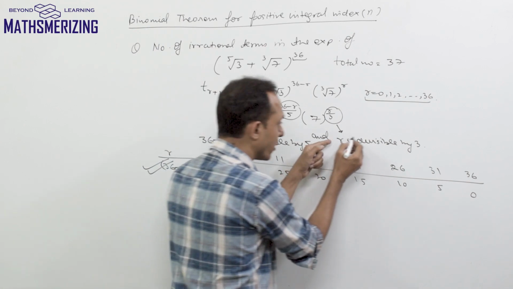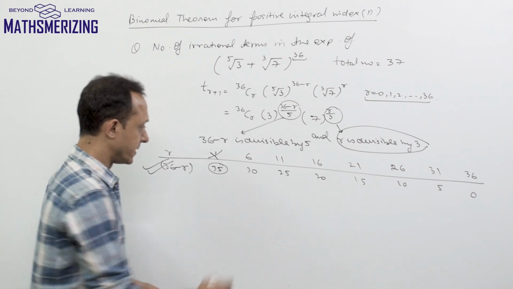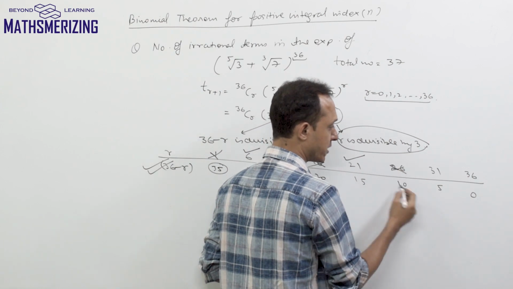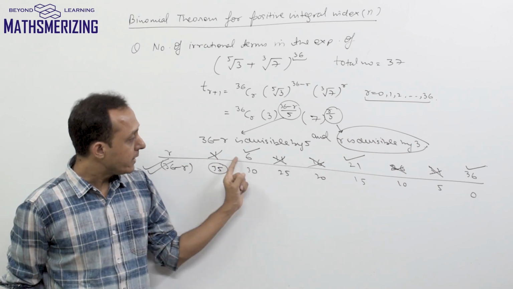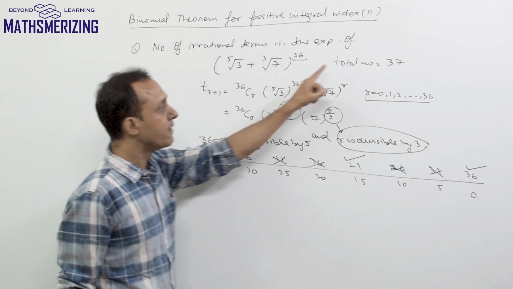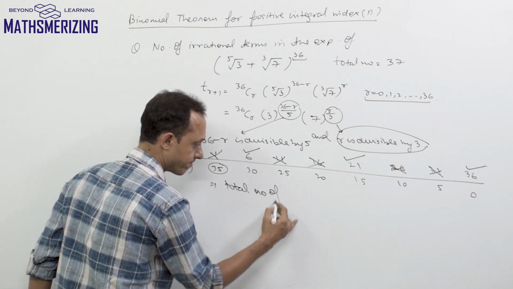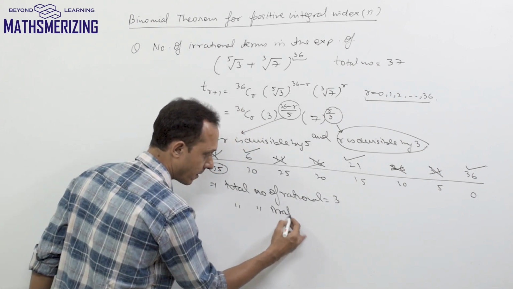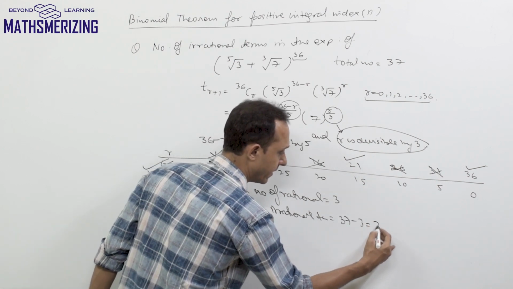Now I need to find the condition also that r should be divisible by 3. So out of all these values of r, 1 is not divisible by 3, 6 is divisible by 3, 11 is not, 16 is not, 21 is, 26 is not divisible by 3, also 31, and 36 is. So out of all the values of r, only 3 values, 6, 21 and 36, are divisible by 3. So out of these 37 terms, the total number of rational terms is simply 3, and the total number of irrational terms will be 37 minus 3, which is 34.